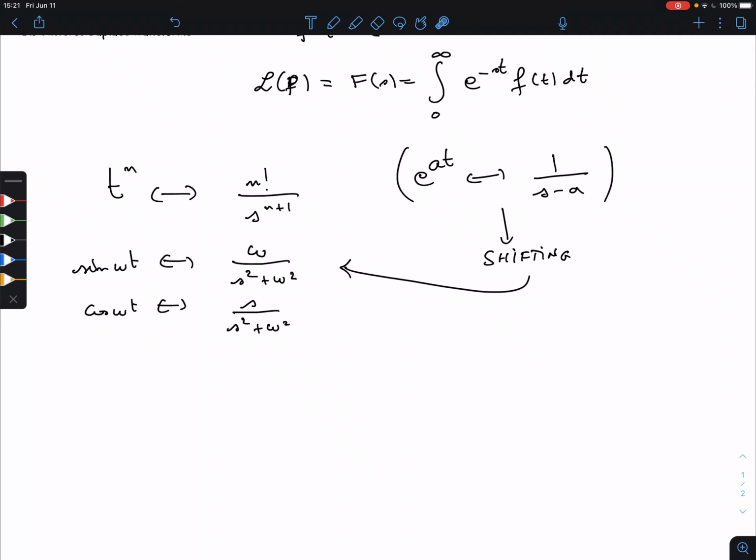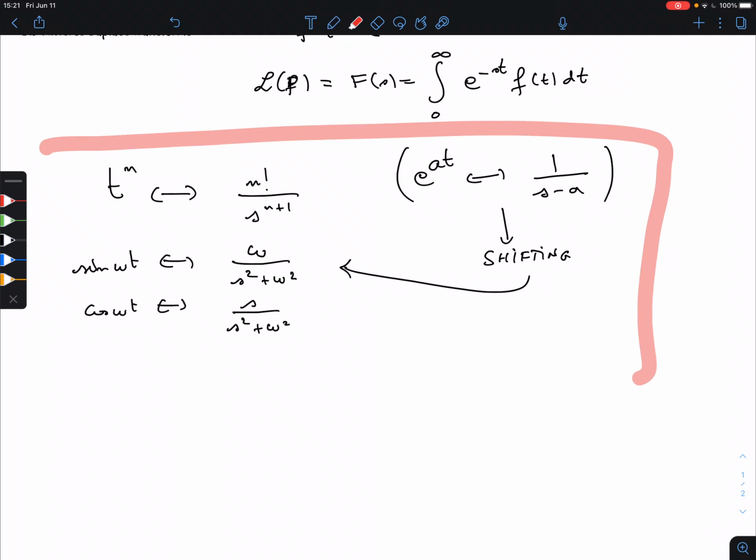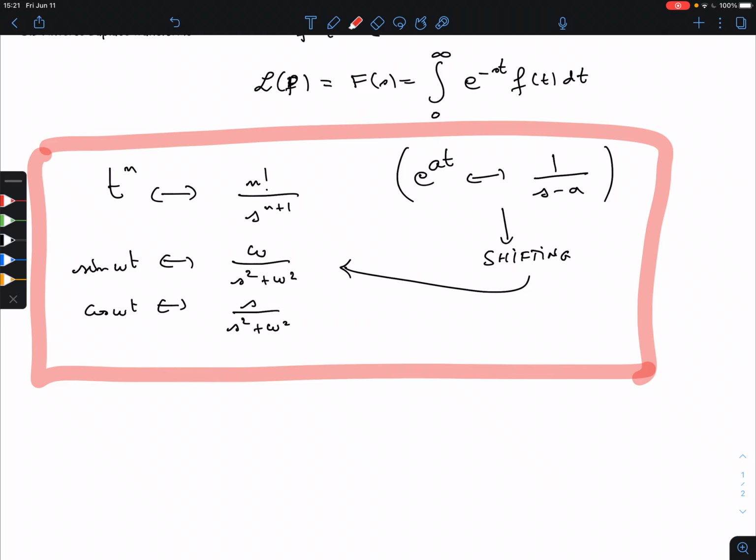We don't have the full complement of all the functions that we can deal with, and we're going to focus on basically this. So let me box this here. This is basically everything that we're going to work with. Okay, so this is everything that we really need.